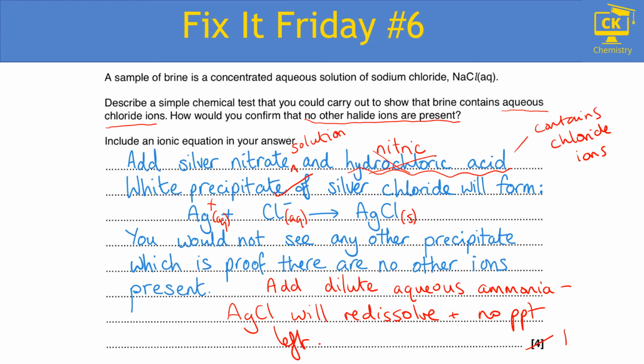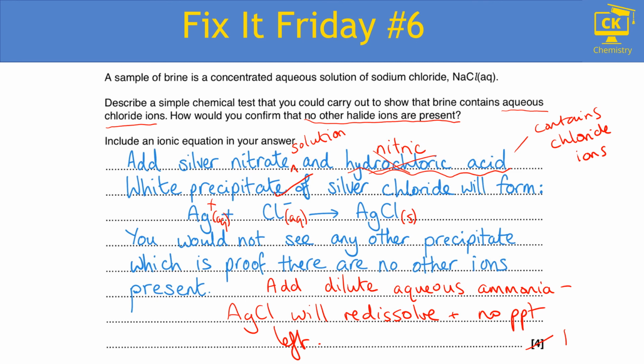However, if you added that aqueous dilute ammonia and there was still some precipitate left after you'd added a reasonable amount, then you could infer that maybe you had some silver bromide, and you could test that by adding concentrated ammonia solution, and that would dissolve your silver bromide precipitate. Silver iodide will not dissolve in any concentration of ammonia. That's our trend down the group.